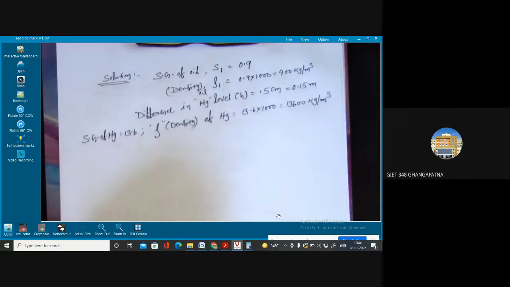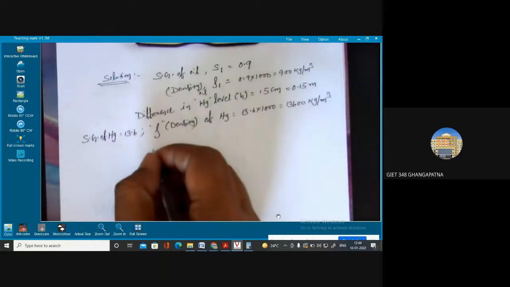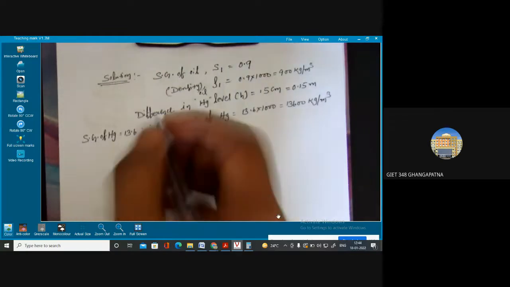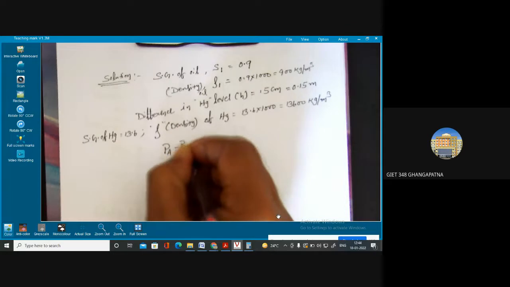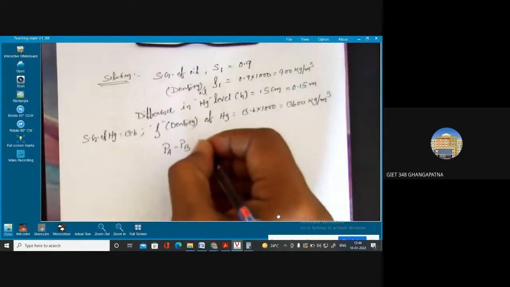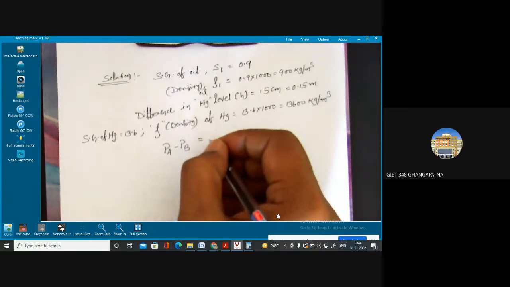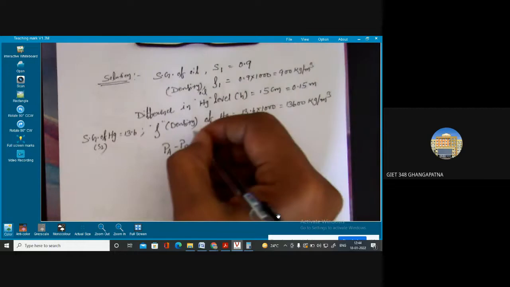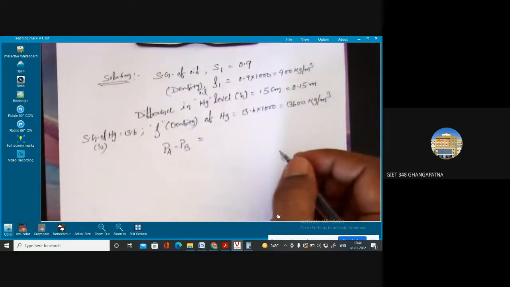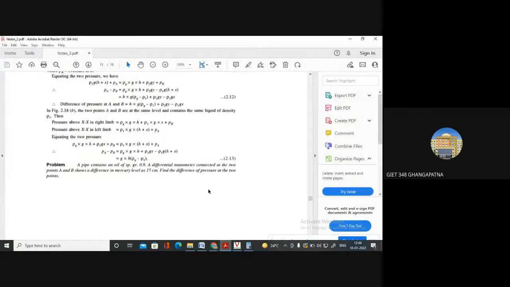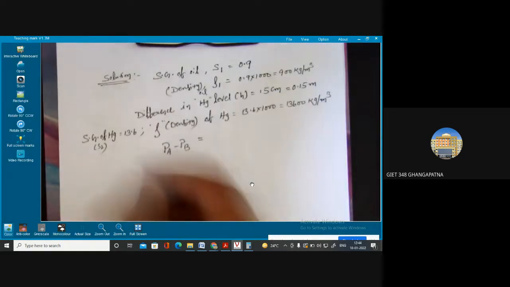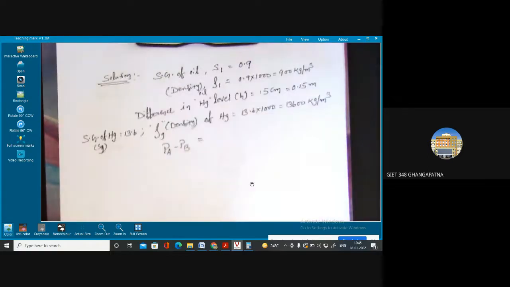Got it? Now, the difference of pressure. When we talk about difference of pressure, that is given by an equation. What is the equation? PA minus PB is equal to what? What was the formula? See here. g h (rho g minus rho 1). He has taken rho g instead of the density of mercury. This is rho g.